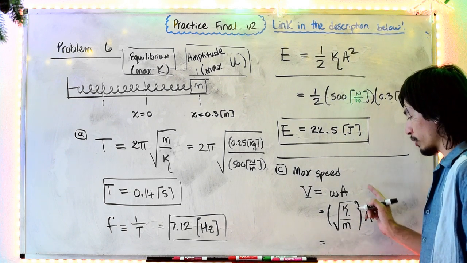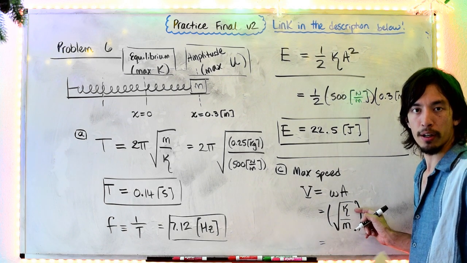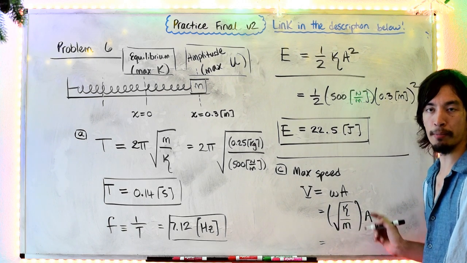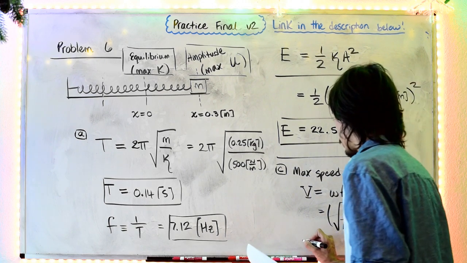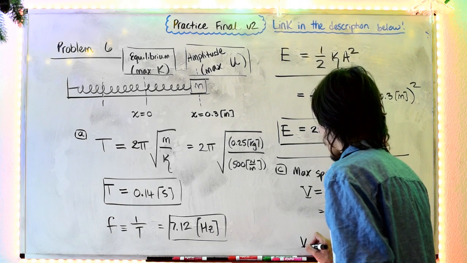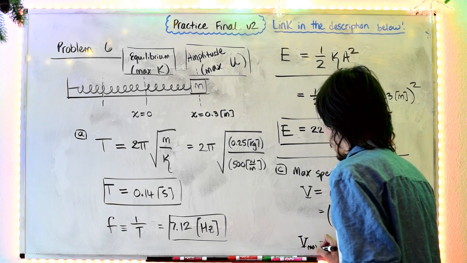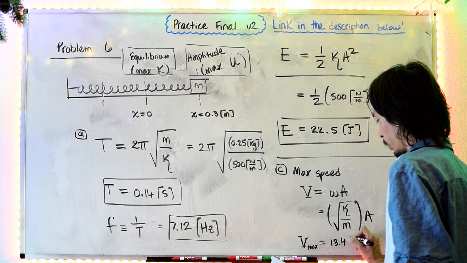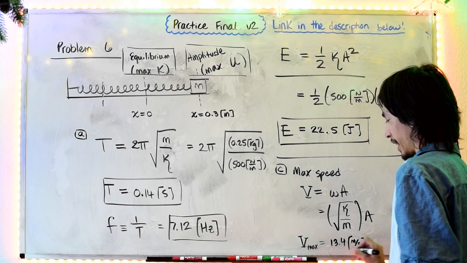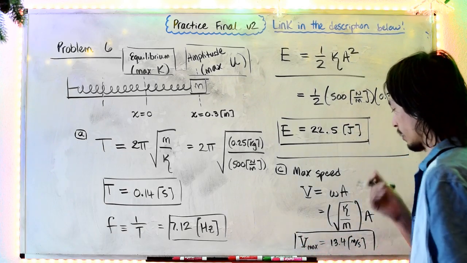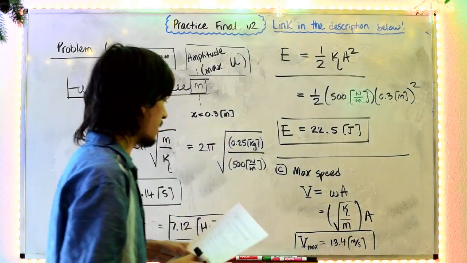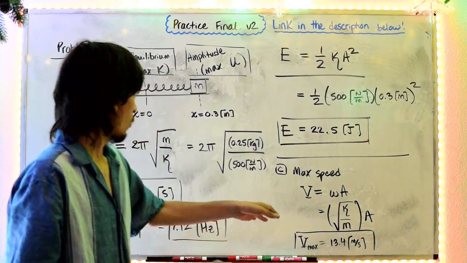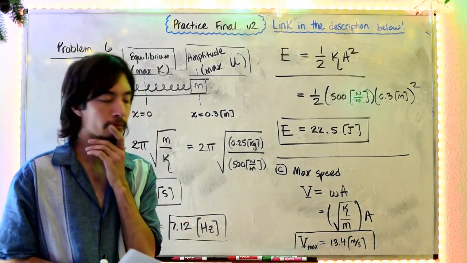You can plug in the numbers for that. The spring constant is 500 newtons per meter. The mass is 0.25 kilograms and the amplitude is 0.3 meters. And you'll get that V maximum is 13.4 meters per second. So this maximum velocity goes with a maximum kinetic energy, which occurs at the equilibrium.